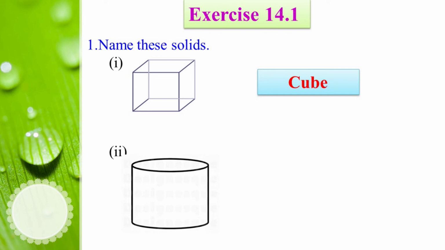Second one is this picture. Can you name the picture? It's a special prism. It has 2 circular faces, 2 edges and a curved face. And also it does not have any vertices. Yes, of course, it is cylinder.